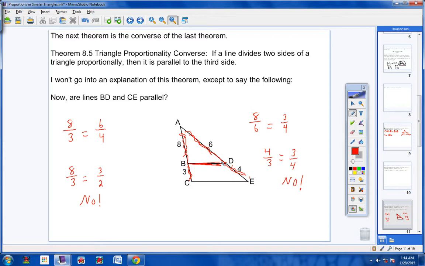So even though this line looks parallel, it's not. This line here is not parallel to this line here because we did not have this side divided up proportionally to this side over here. Okay? Alright, let's continue on.